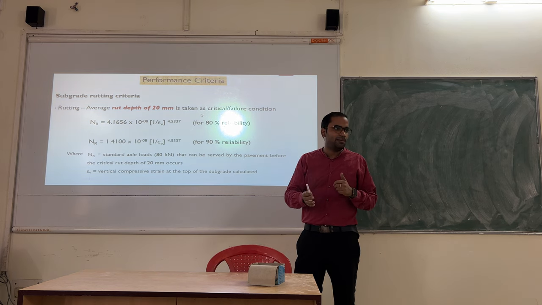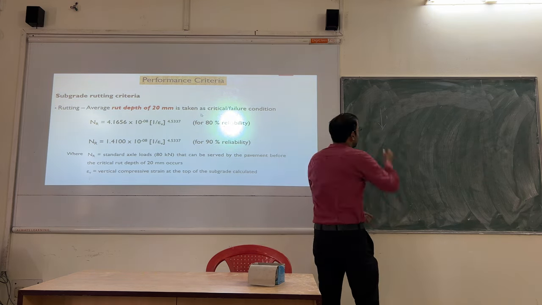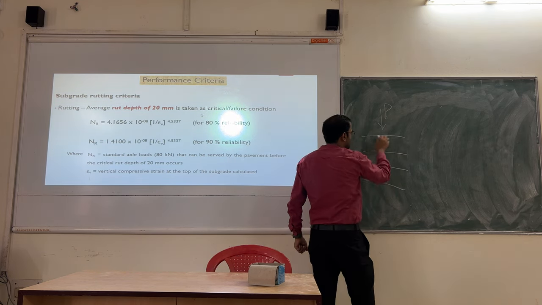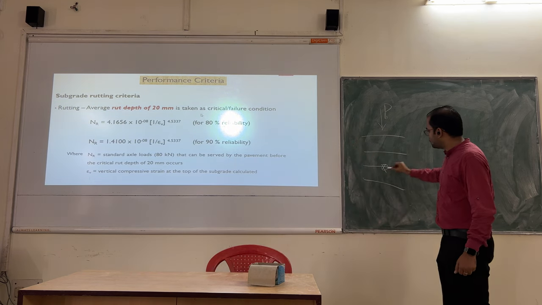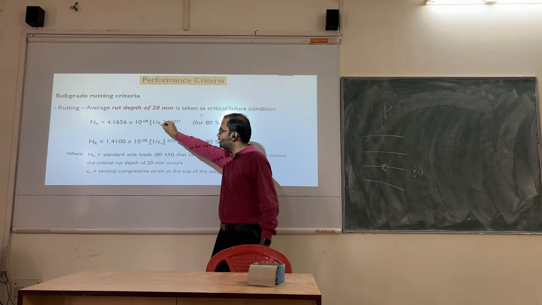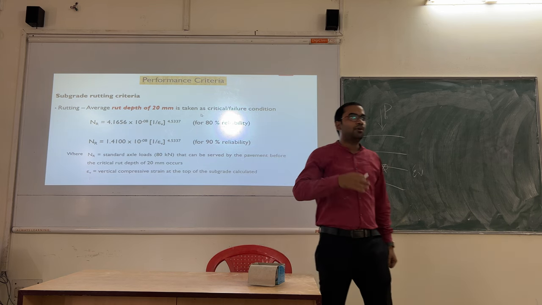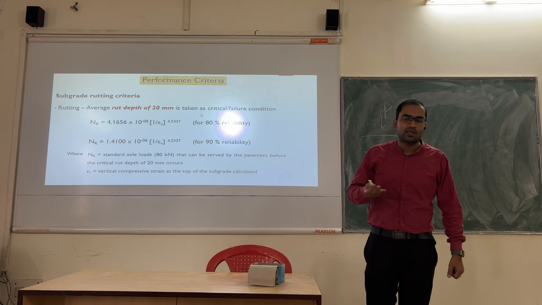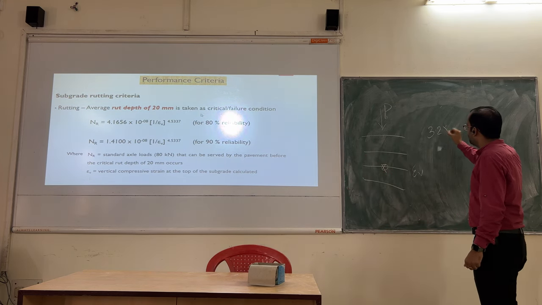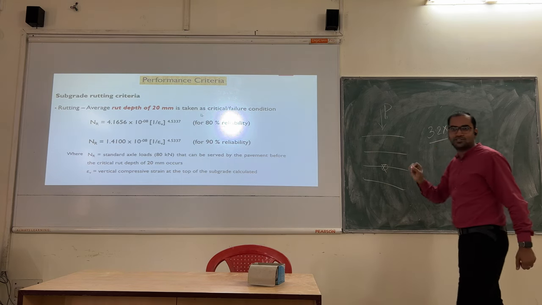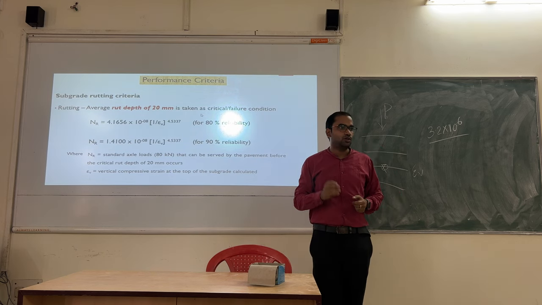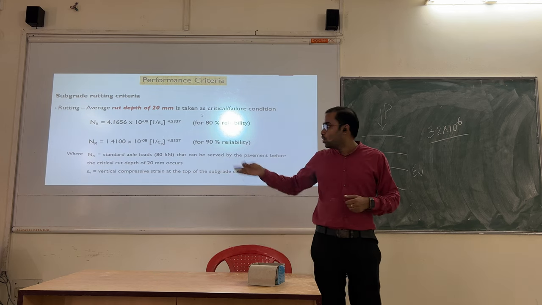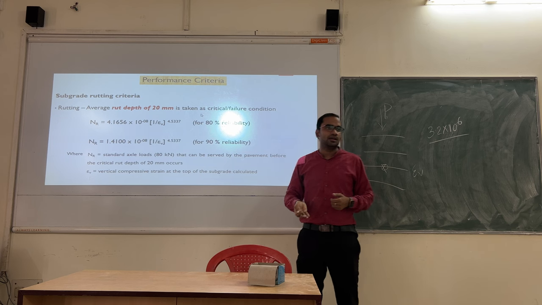By using any software, IIT Pave or any other software, what is your criteria? You apply a load. Suppose a certain load is applied on the pavement, and based on the different layer characteristics, you are calculating the vertical compressive strain at the top of subgrade. That software will give you the vertical strain at this point. So you put the value of vertical strain here, then you can get the NR. NR means your number of cycles or repetitions after which the pavement fails. Suppose you got a value, say 3.2 × 10⁶. So after this much of cycles, having 80 kN standard axle load, your pavement failed or your 20 mm rut depth occurs. So you get an idea that after how many wheel passes or how many load repetitions, my pavement may fail in the criteria of rutting.